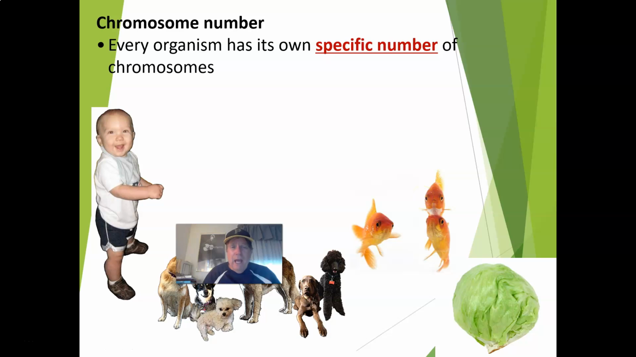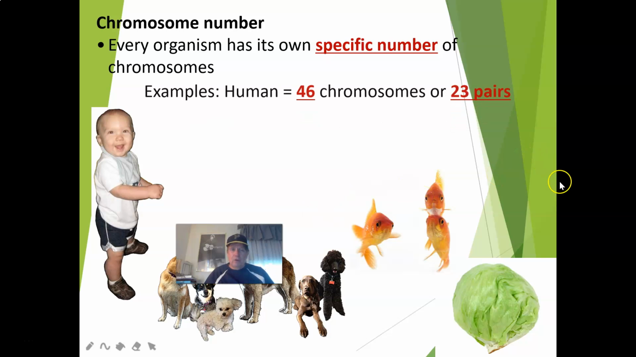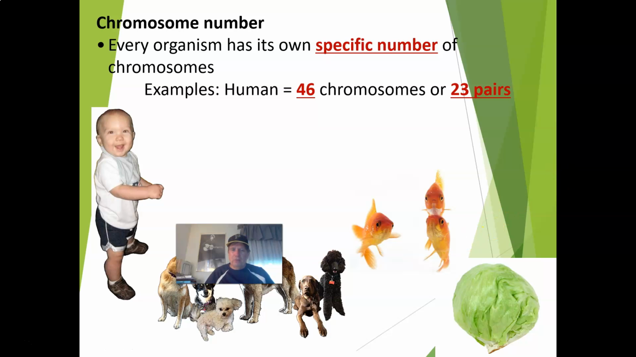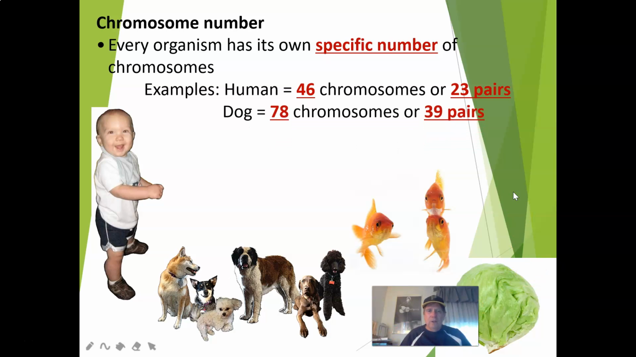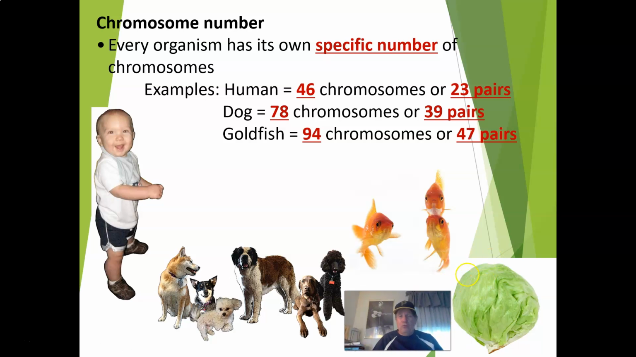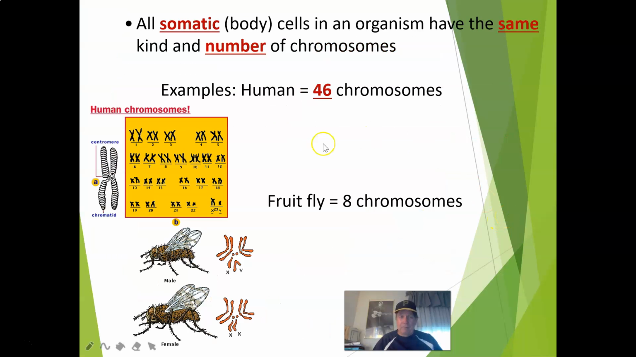Every organism has its own specific number of chromosomes. For example, humans have 46 chromosomes, or 23 pairs. 23 from mom, 23 from dad. Dogs have 78 chromosomes, or 39 pairs. Goldfish have 94 chromosomes, or 47 pairs. Lettuce has 18 chromosomes, or 9 pairs.